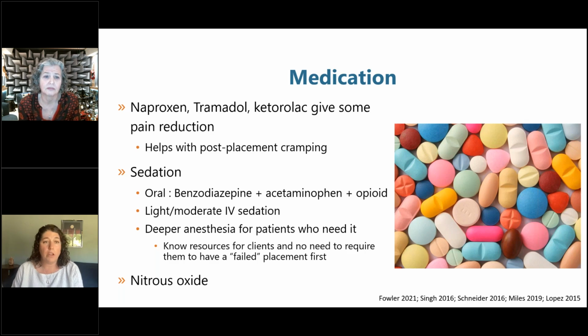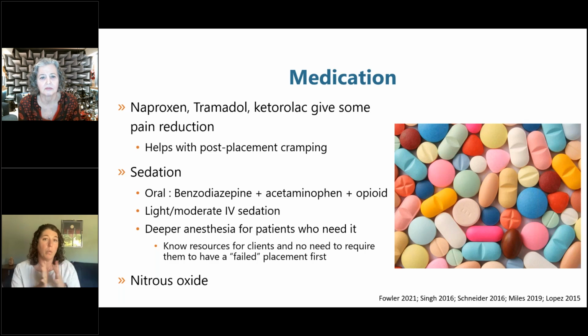And then this other piece of sedation, whether that's oral or light to moderate IV sedation or deeper anesthesia for clients who need it, I think has really been an underutilized piece of the puzzle. We don't have a lot of research on this specifically around IUDs, but somebody mentioned in the chat, this is something we routinely do when people are coming in for other types of procedures like a manual aspiration or a suction aspiration. We use it if people are going through IUI or IVF procedures.